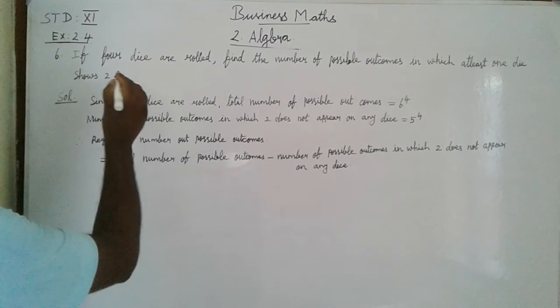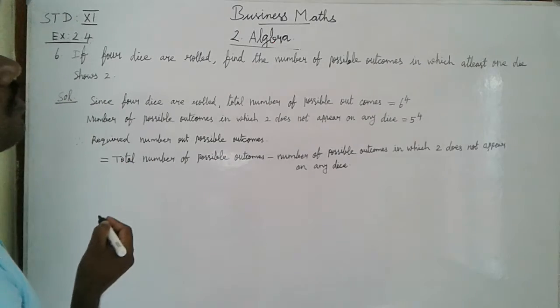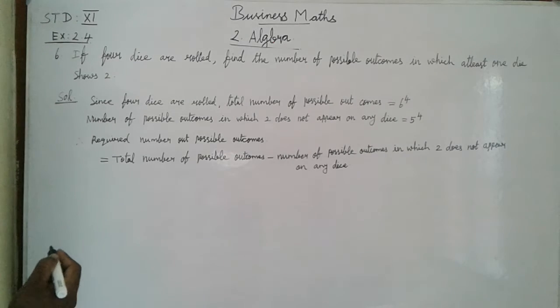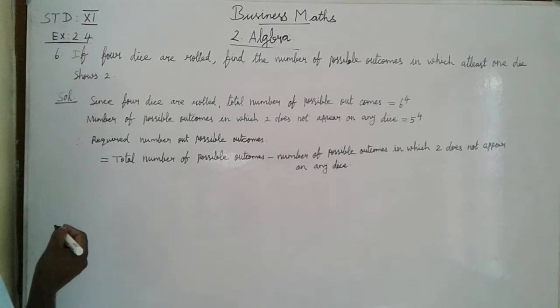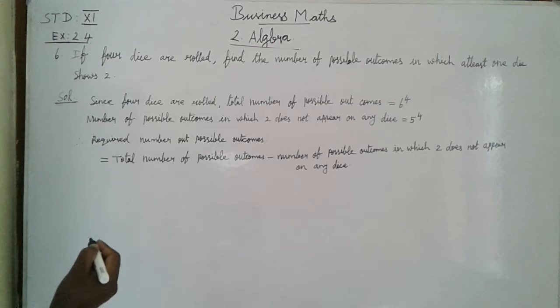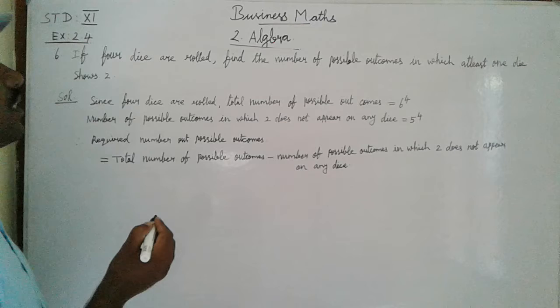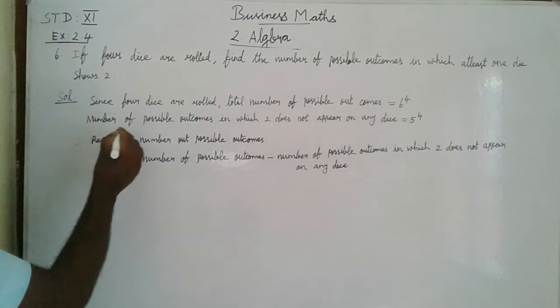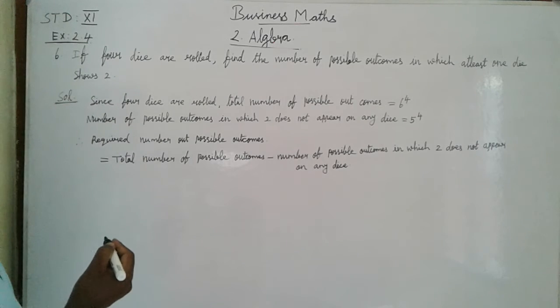If 4 dice are rolled, find the number of possible outcomes in which at least one die shows 2. Solution: since 4 dice are rolled, the total number of possible outcomes is 6 power 4. Next, the number of possible outcomes in which 2 does not appear on any die is 5 power 4.